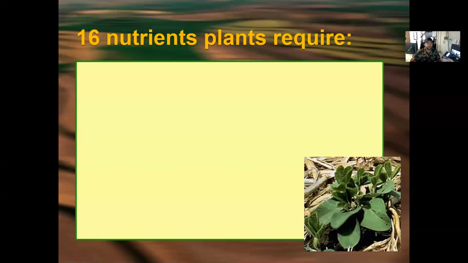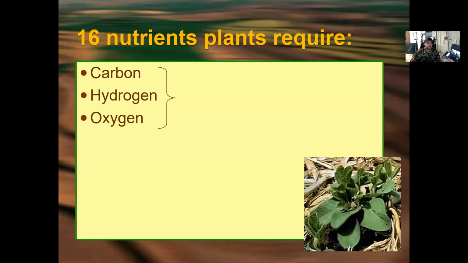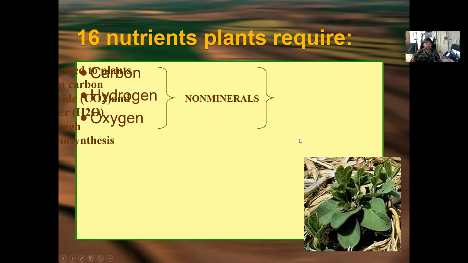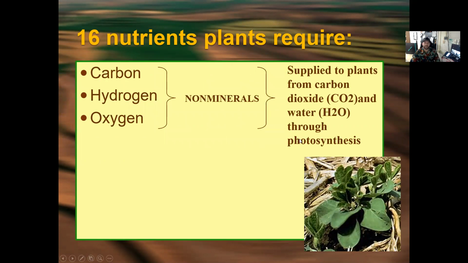Today I'm going to talk to you about essential nutrients and their roles. So, 16 nutrients plants require: carbon, hydrogen, and oxygen are non-minerals, and they supply the plants from carbon dioxide and water through photosynthesis.